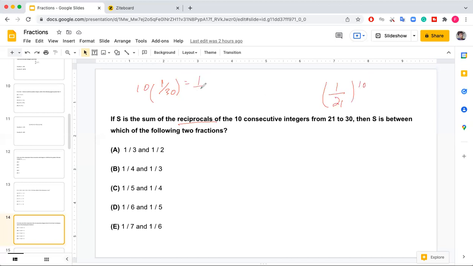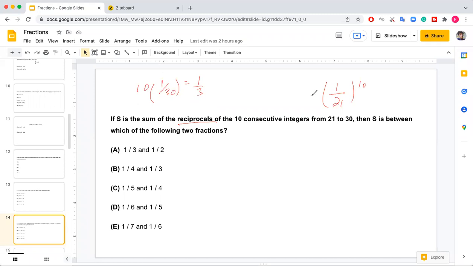These are 10 consecutive integers. This question is asking for approximation, not the exact value. That's why, in case of approximation, always try to come up with the range. Whenever you're asked to find the possible answer, the approximation, try to come up with the range, the maximum value and the minimum value.